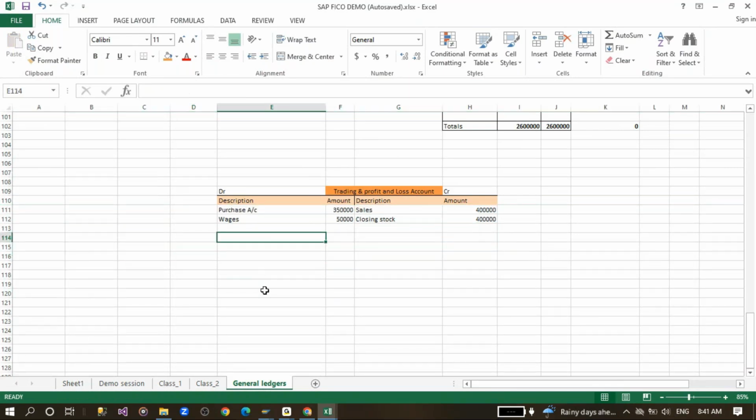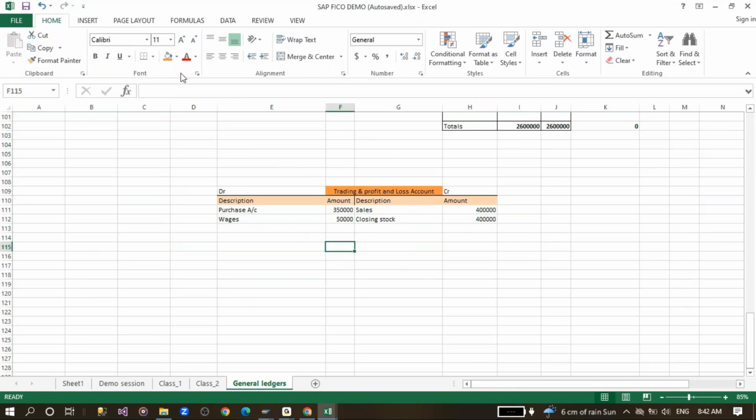Now what we'll be doing is closing these accounts. First we'll be creating the trading account, and after that the profit and loss account. In the trading account we only take all the direct expenses involved to run the business. To run the business, I need to do the purchasing, I need to do the sales, and I need to pay the wages for the employees.